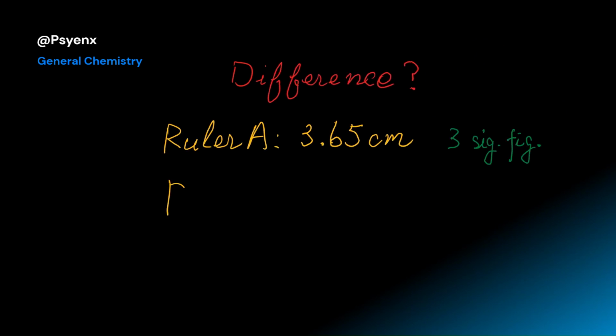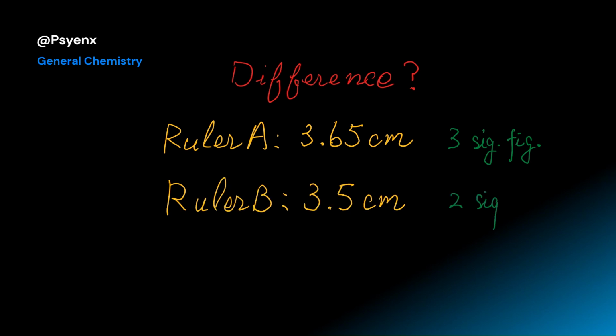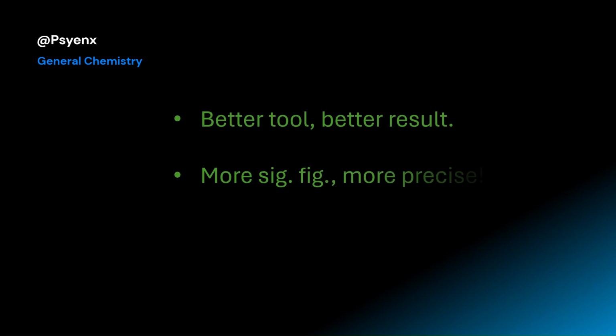Now notice the difference? Ruler A gave us 3.65 centimeters, 3 significant figures. Ruler B gave us 3.5 centimeters, 2 significant figures. The better the tool, the more significant your data becomes. More significant figures mean a more precise measurement.